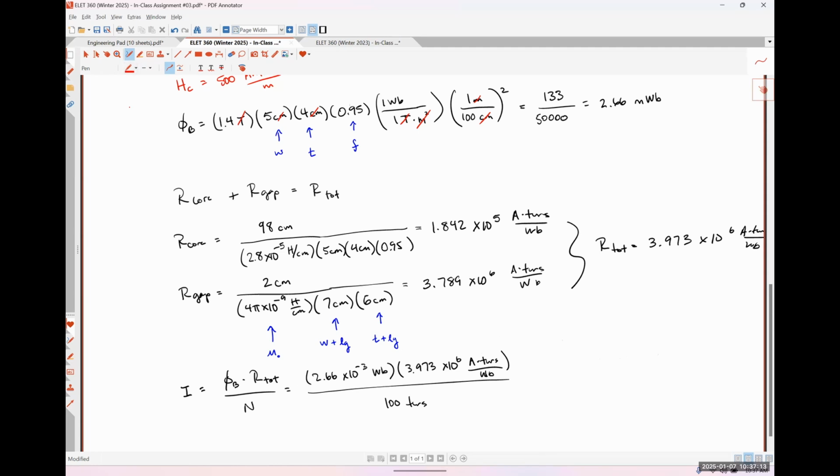And just for the sake of argument, if we look at our units here, Webers cancels Webers, turns cancels turns. So the only thing that we have left is amps. And if I throw this into my calculator, 2.66 times 10 to the minus 3 times 3.973 times 10 to the 6, all divided by 100, comes out to be 105.682-ish amps.